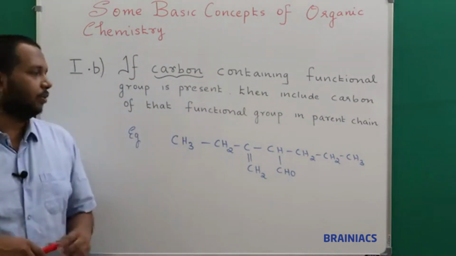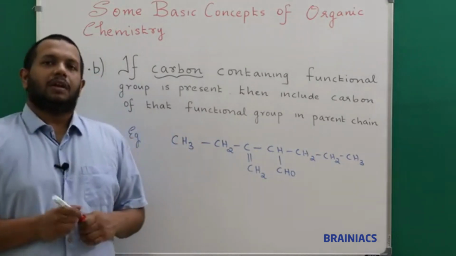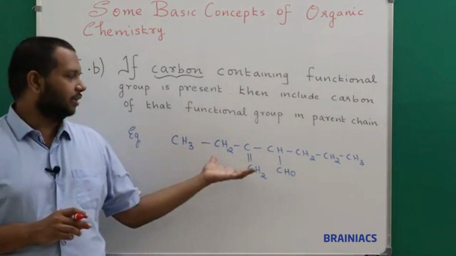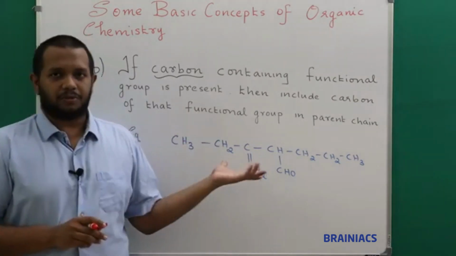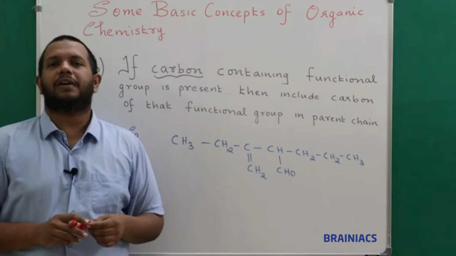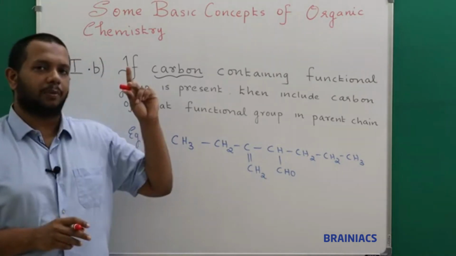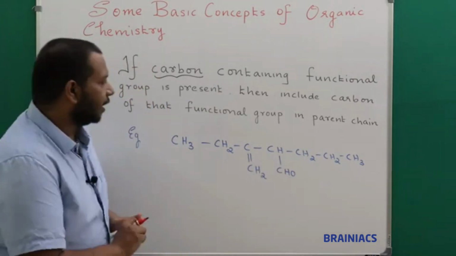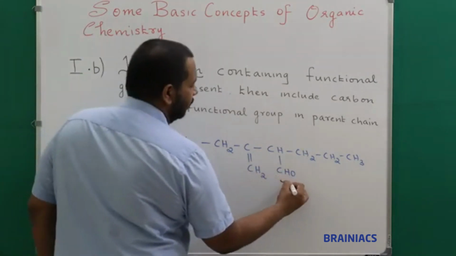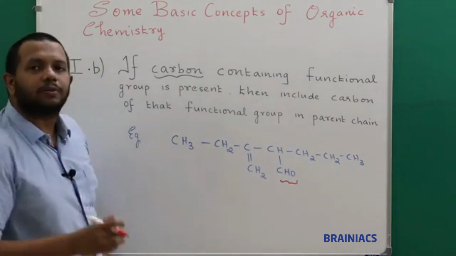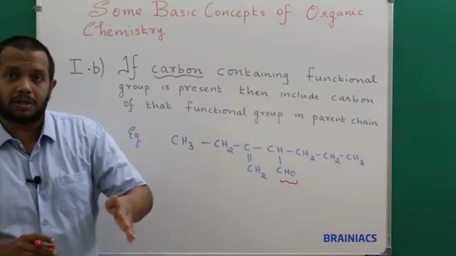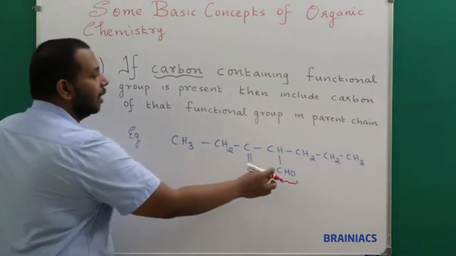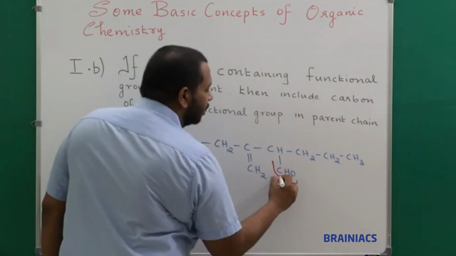Okay, I hope you are able to see the example now. Now listen here. First question, how to do the longest continuous parent carbon chain selection. First thing to remember is to look for a functional group. I am looking for a functional group and I identified one functional group. This is present here. Okay, good. Now the next question is whether it is a carbon-containing functional group or not. I know it is carbon-containing. So I will start like this.